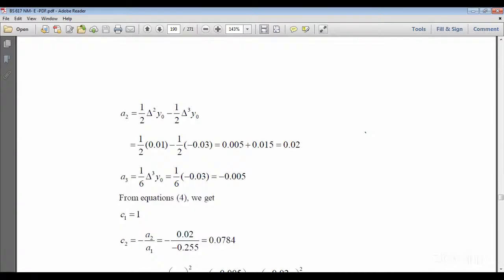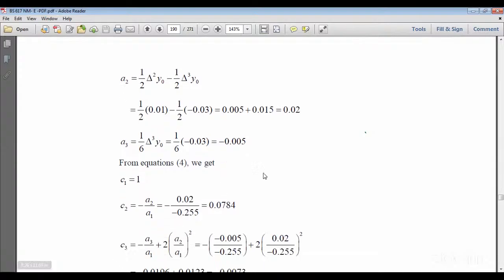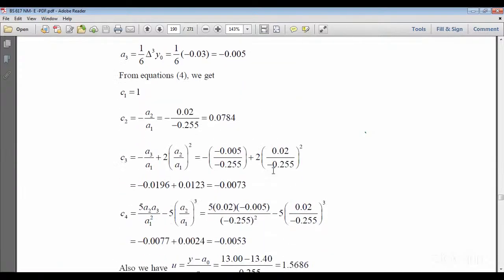Then a2 is 1 by 2 del square y naught minus 1 by 2 del cube y naught. Applying the values, we get 0.02. From equations 4, c1 is equal to 1, c2 is equal to minus a2 by a1, that is minus 0.02 by minus 0.255, that is 0.0784. So c3 is equal to minus a3 by a1 plus 2 times a2 by a1 whole square, minus 0.005 by minus 0.255 plus 2 into 0.02 by minus 0.255 whole square, which is 0.0196 plus 0.0123, giving 0.0073 we are taking here.